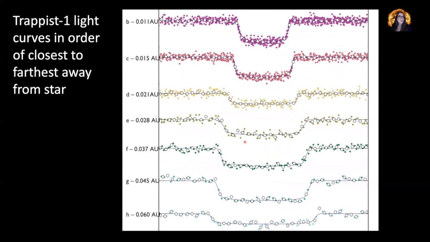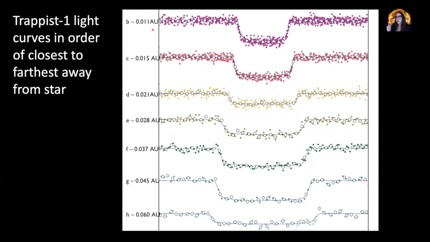And then here, we've got the TRAPPIST-1 light curves ranked in order of closest to the star to farthest away from the star. And so we said that the further out a planet is from the star, the longer it takes that planet to transit in front of the star. So if our horizontal axis is time, the closer a planet is to the star, the less amount of time it's going to spend transiting in front of that star. The broader the dip in that light curve, the further away that planet is from the star, okay?